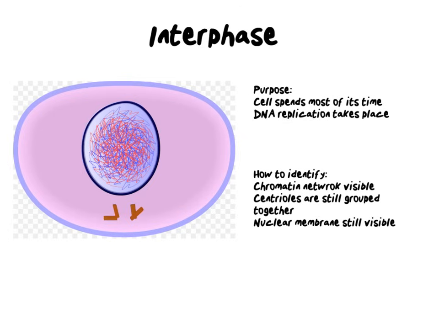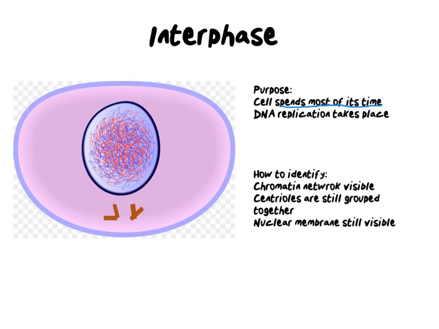So let's begin the first phase that will introduce us to the rest of mitosis, and that is interphase. Interphase is the phase in which a cell spends about 90% of its time. The purpose of interphase is allowing the cell to grow and mature and to prepare for the next cellular division. Because the cell spends most of its time in this phase, this is the most common appearance of what cells will look like.